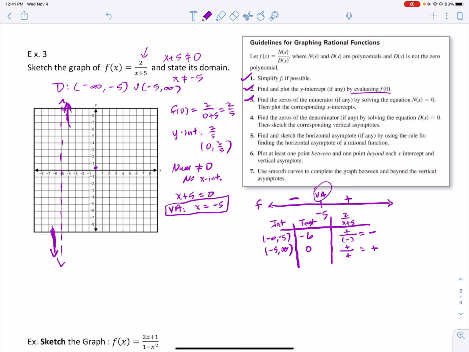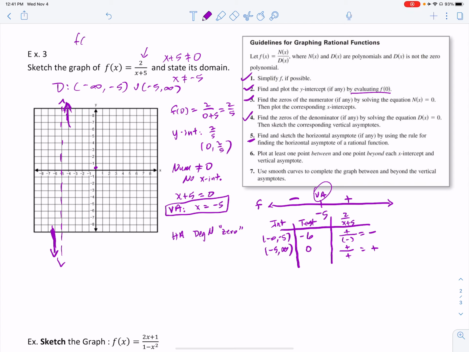Excuse me. And now this has no zeros. And so I have one other thing to consider here. So I've done the zeros of the denominator. Well, maybe a couple more things, but number 5, find and sketch the horizontal asymptote, if any. Oh, well, in this case, for the horizontal asymptote, the degree of the numerator is 0.